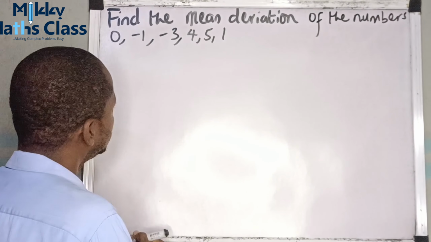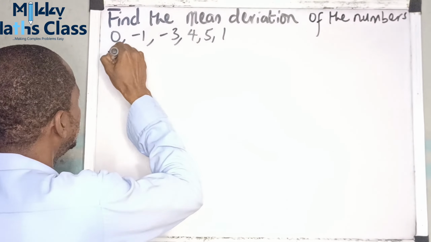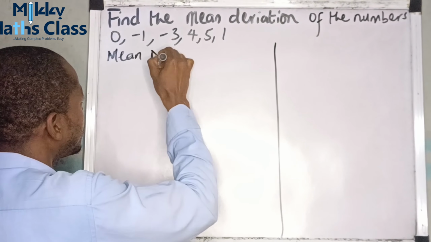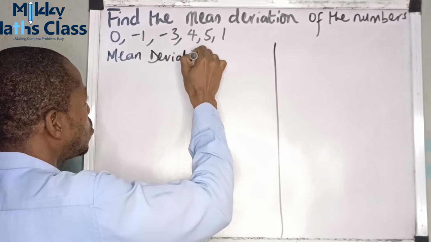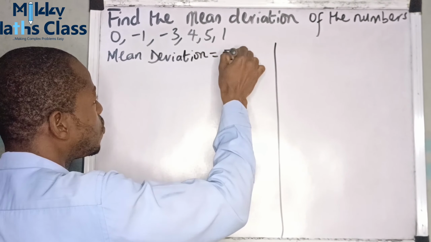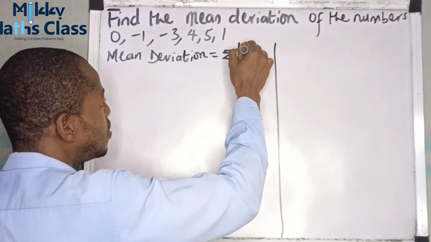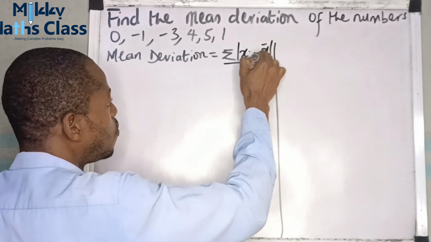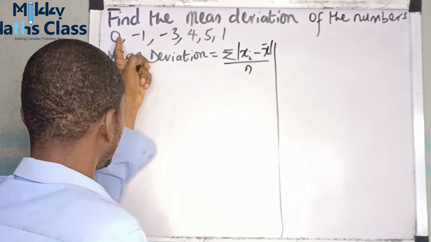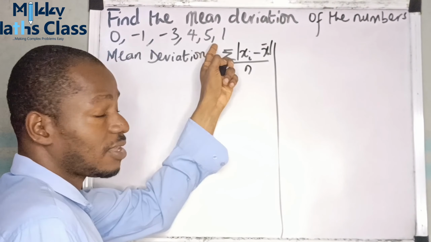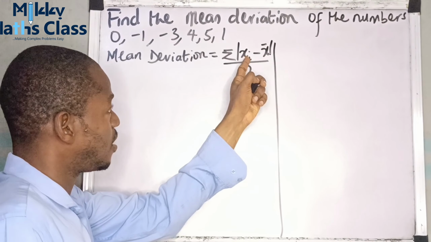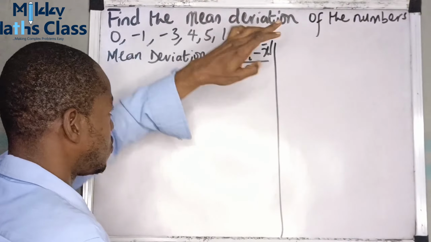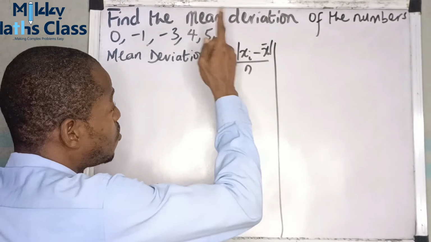Now let's look at the formula for mean deviation. Mean deviation is given by the summation of the absolute value of xi minus x bar, over n. This xi is the set of values: 0, -1, -3, 4, 5, 1. And n is the number of values, which is 6. And the x bar is the mean.